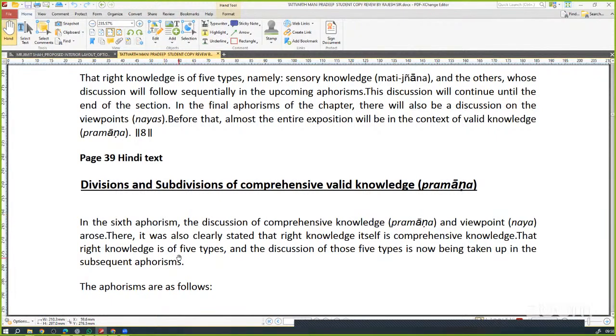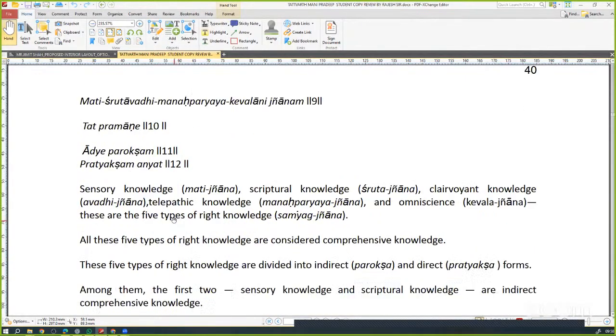Sensory knowledge, mati gyan, scriptural knowledge, shrut gyan, clairvoyant knowledge, avadhi gyan, telepathic knowledge, manah paryay gyan, and omniscience, keval gyan. These are the 5 types of right knowledge, samyak gyan. All these 5 types of right knowledge are considered comprehensive knowledge.